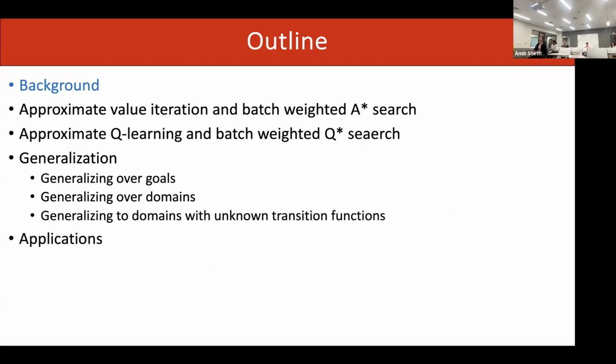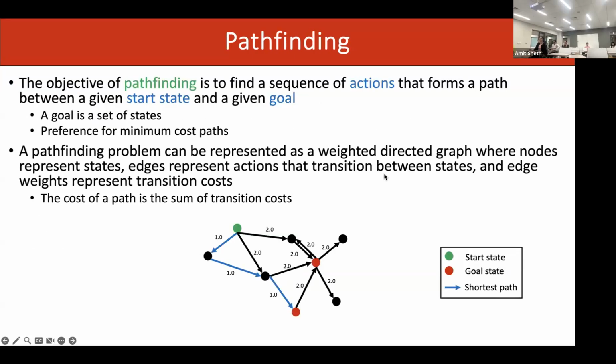I'll go over some background and then I'll talk about how we are able to solve pathfinding problems using reinforcement learning and A-star search. I'll have to skip over the second bullet point because I won't have enough time. And then I'll talk about ways we are trying to generalize these solutions. So instead of solving just one particular problem, how can we generalize them without having to retrain our heuristic functions? And then I'll talk about some applications. And if I have time, I'll talk a little bit about some future work.